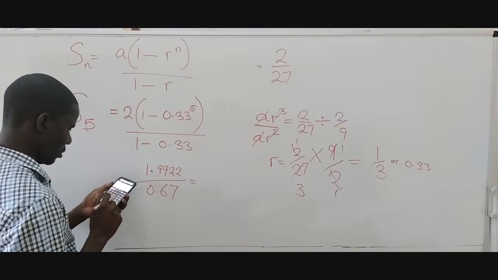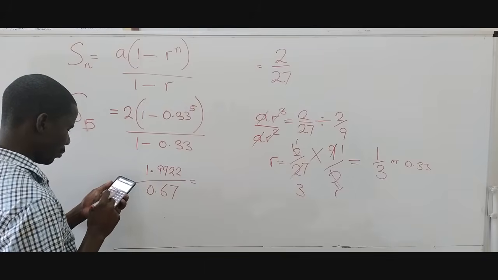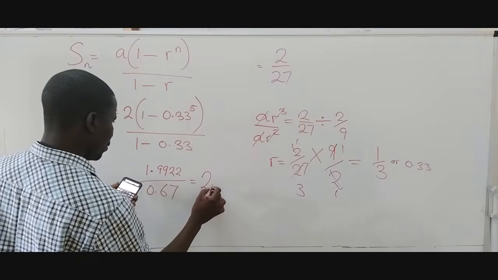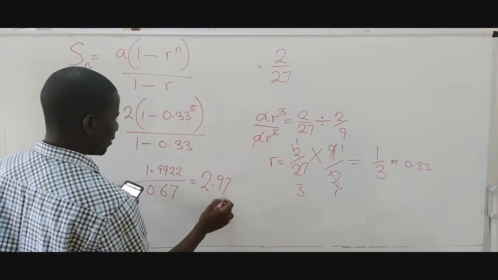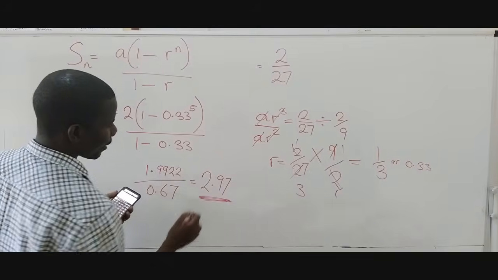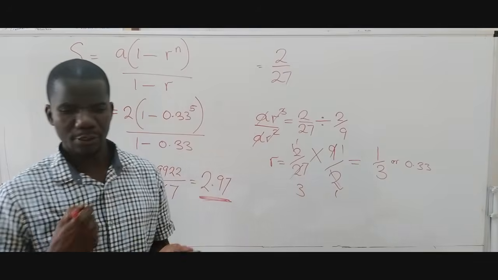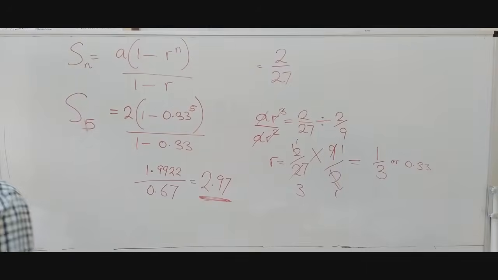1.9922 divided by 0.67. We are going to get 2.97 when you round off to 3 significant figures. This is what we are going to get. So we can proceed to the other part.